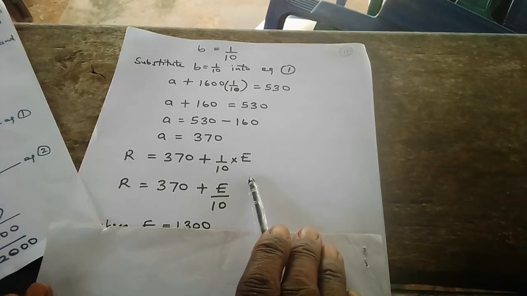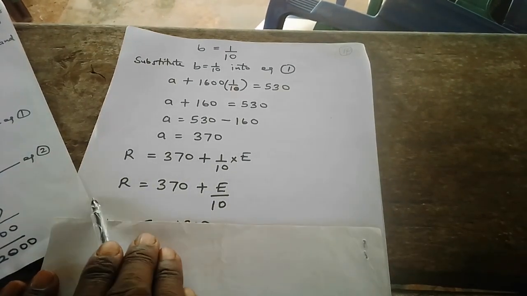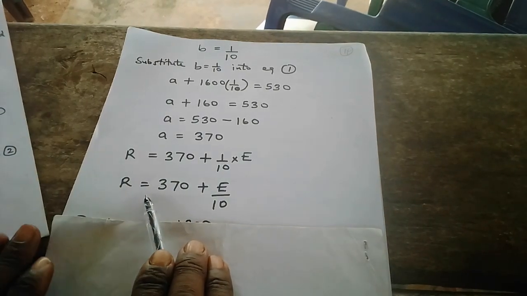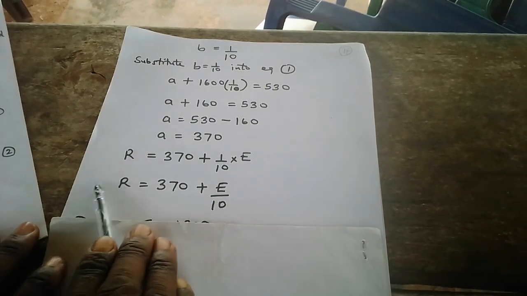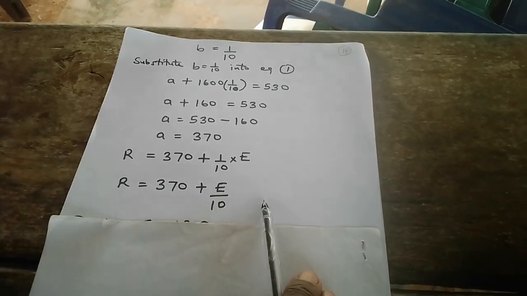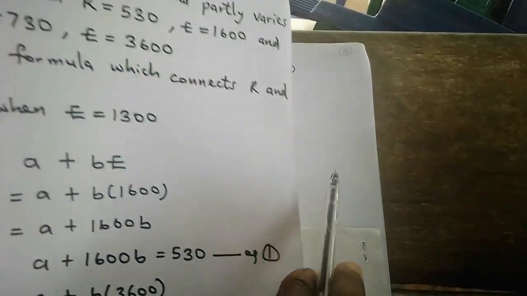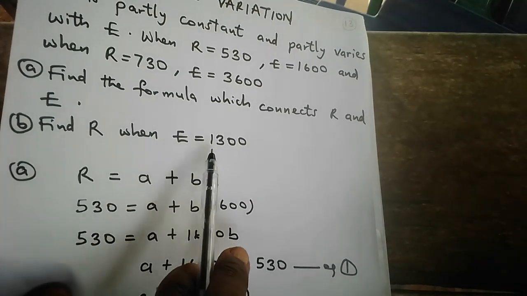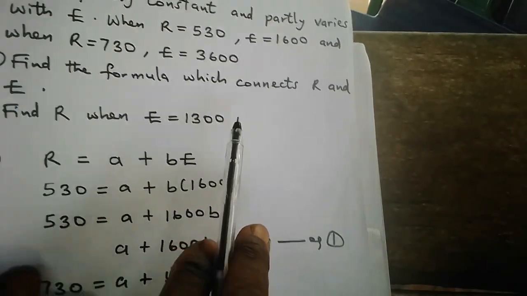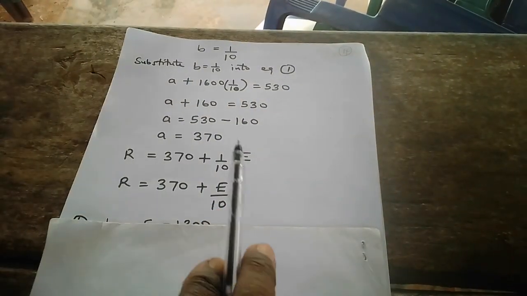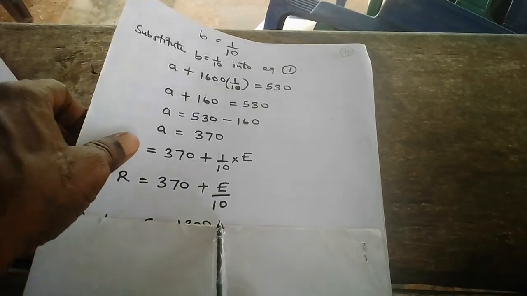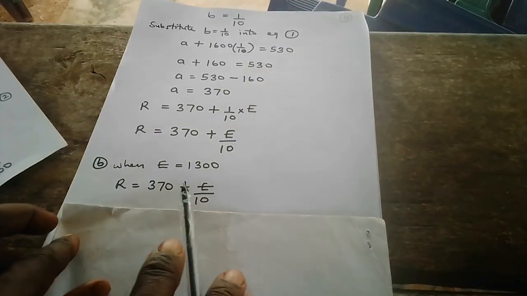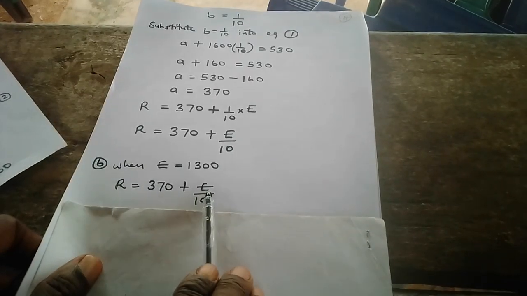So this is now the relationship between R and E. For this particular variation, you take this to be the formula. Then it will be easier for us to look for the second part of the question, which says find R when E equals 1300.